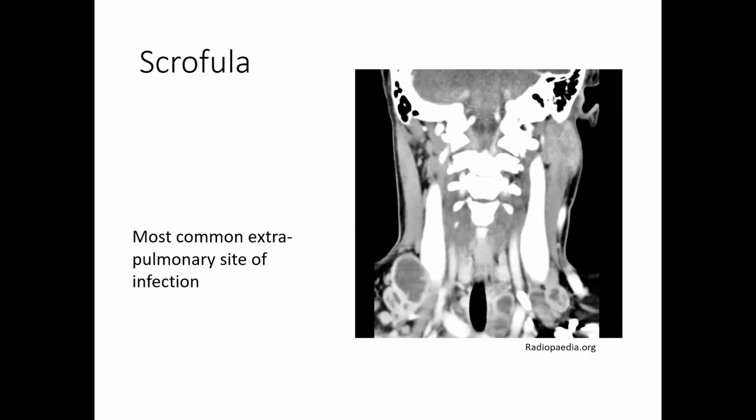Scrofula is the old term for cervical lymphadenitis. This is probably, as Denard said, probably the most common extrapulmonary site of infection. And you can see these big lymph nodes. I mean, they look like those chocolates that you get with a soft center. There's a rim of enhancing granulation tissue, and then the caseation looks like a soft center. But you can also see how they can lie adjacent to the airway, and they can threaten airway stability. So this is a potential disaster.